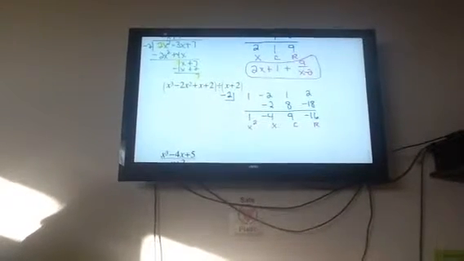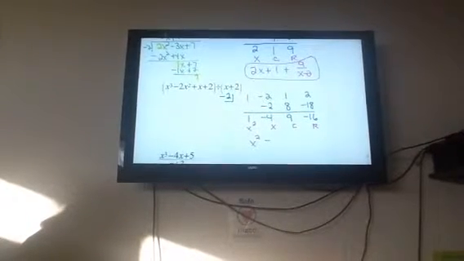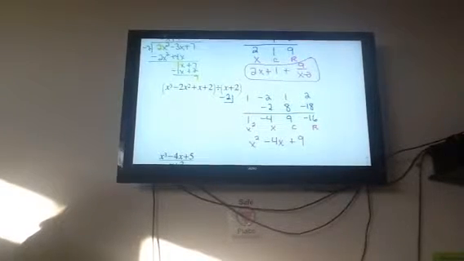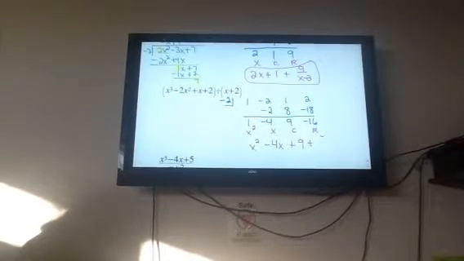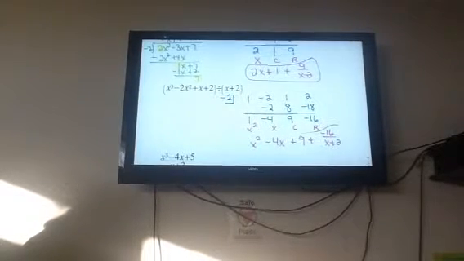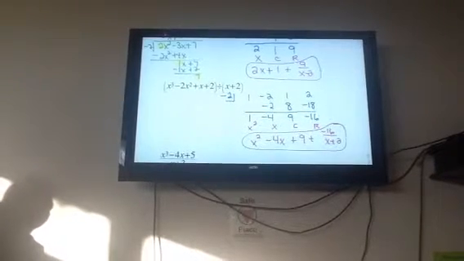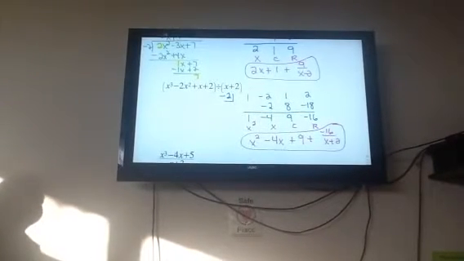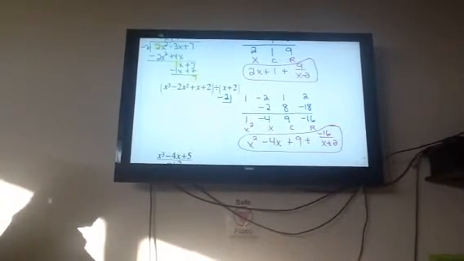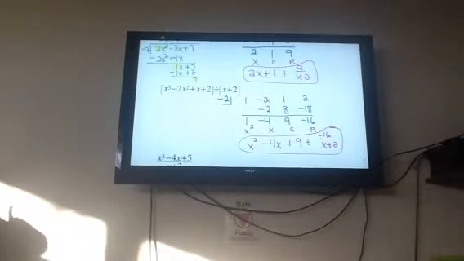So this is 1x squared minus 4x plus 9, and you can write that as plus negative 16, or you can write it as a minus. So plus negative 16 over x plus 2. A question so far?